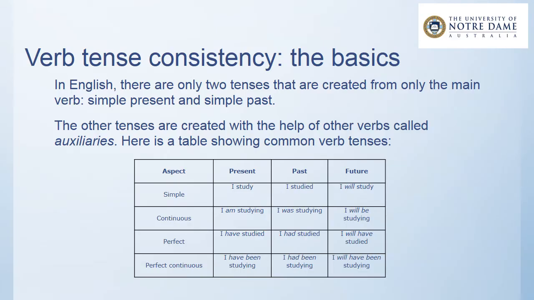Here is a table showing common verb tenses. As you can see, in the left-hand column we have the aspect: simple, continuous, perfect, or perfect continuous. And then we have this divided into present, past, or future. You can come back to study this slide anytime you like.